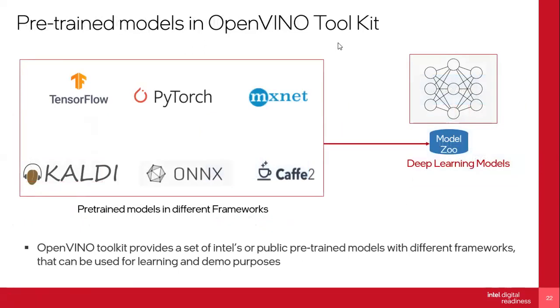So first, what are all the predefined models? They come from TensorFlow, PyTorch, Caffe, ONNX, MXNet. These are all deep learning models. Any one model we can use, right? OpenVINO provides a set of Intel's or public predefined models with different frameworks that can be used for learning and demo purposes. Okay, if you go to the browser also, you can see Intel's public models. If you randomly type OpenVINO models, you can get to the Intel and public models, okay?